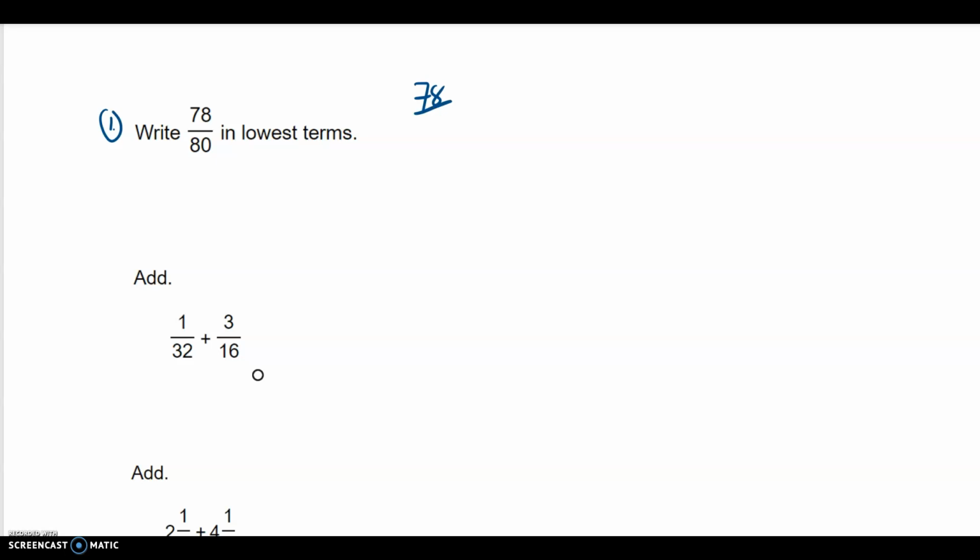If you ever want to reduce a fraction, you just want to divide it by the biggest number you can. And sometimes if you're not sure, you can start with a smaller number and then repeat. I know that 2 goes into both of these because they're even. If I take half of 78, I get 39. Half of 80, I get 40. And at that point, we can see this doesn't reduce any further.